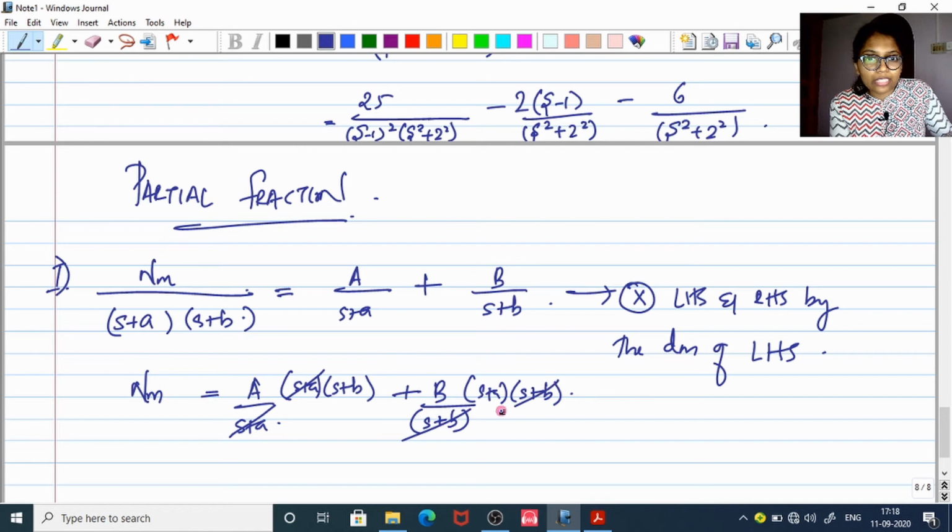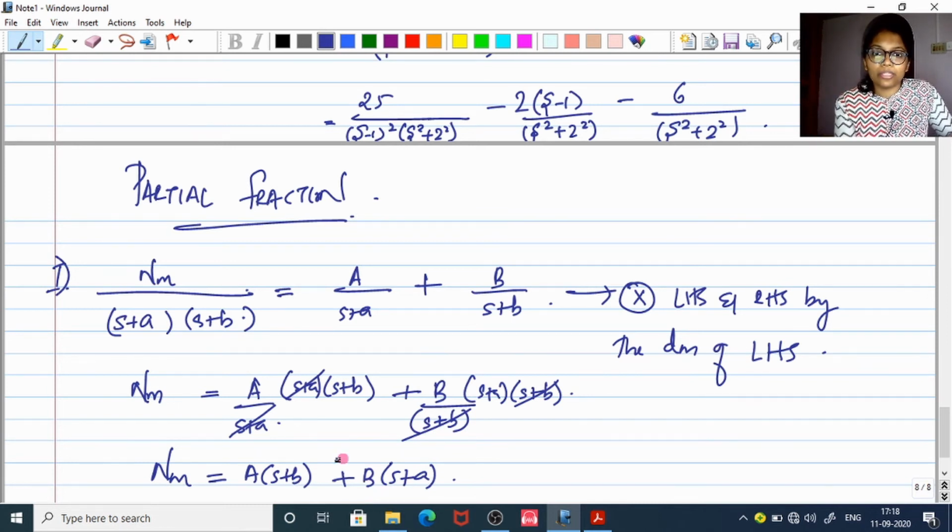So s plus b gets cancelled and we will be left with b into s plus a. So you can have numerator equal to a into s plus b plus b into s plus a. Now by trial and error method, that is substituting different values for s, you can find out a and b.